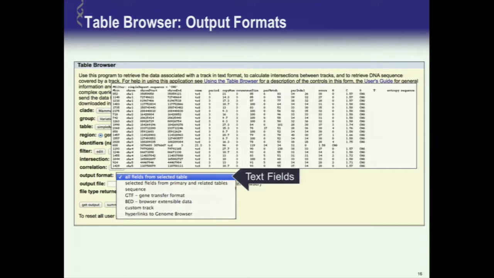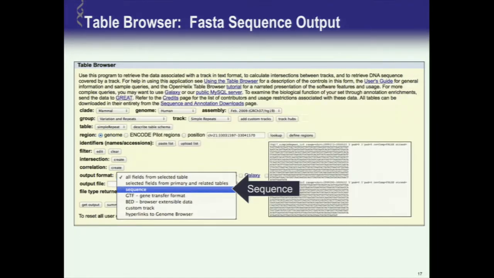So if you say, I want all fields from selected tables, it's going to give you this. Sometimes that's not the most useful. For example, this track has this bin number. It's some internal indexing thing that for normal humans is meaningless. What is useful is the chromosome, the start, the stop. For us, we're interested in only the ones with CAG, so that's important for us too. And if you wanted, you could just say, I just want chromosome start, stop, and maybe the motif. You could just download those and get rid of all the other stuff that you don't care about.